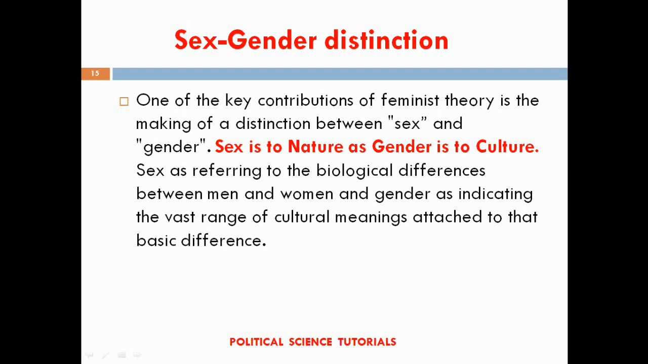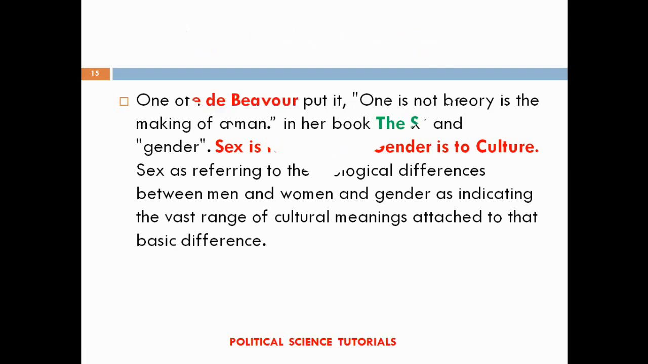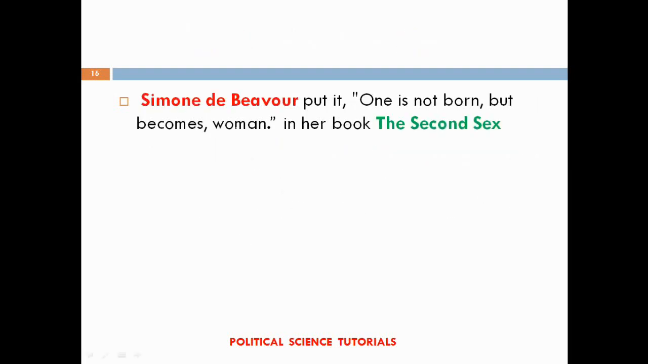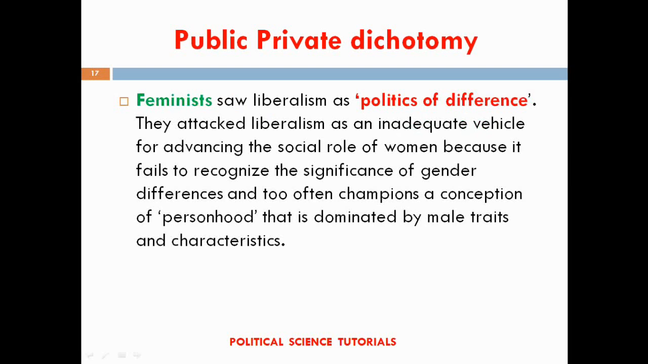So, feminists argue that sex-specific qualities like bravery and confidence as masculine, and sensitivity and shyness as feminine, and the value that society attributes to them are produced by a range of institutions and beliefs that socialize boys and girls differently. As Simone de Beauvoir put it, one is not born but becomes a woman. It means with the process of socialization, women become women as a gender.